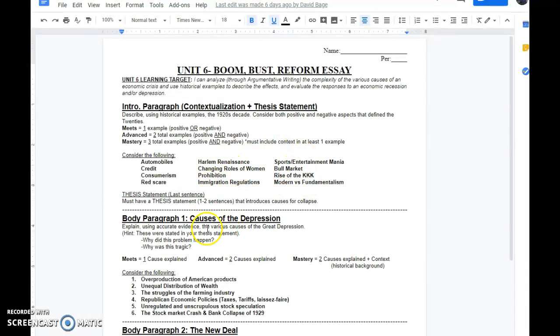And then your thesis, if your thesis only includes one of these causes, like you're only stating that I believe overproduction of American products was the only cause of the Great Depression, or was the biggest cause of the Great Depression, because overproduction led to a decline in prices, which caused factories to have to shut down and people to be laid off, which led to unemployment. If that's your statement, then that's sort of limited to the meets category as well, because you're only using one cause. Multiple causes will get you up into advance if you use multiple causes in your thesis, and mastery, 2 causes explained with some historical background behind those causes.